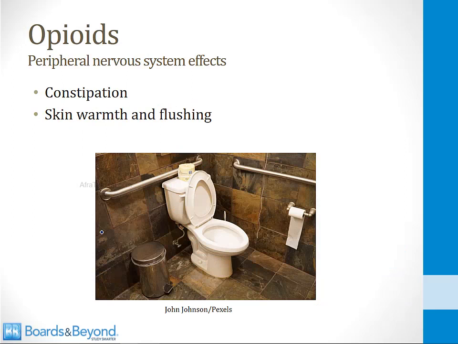In the peripheral nervous system, the two main effects of opioids you should know about are constipation. This is through effect on nerve cells in the GI tract, and also skin warmth and flushing. If you meet patients who chronically take opioids, one of their main complaints will be that they are constipated.